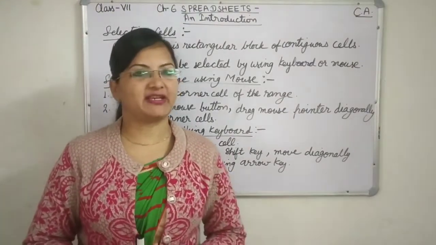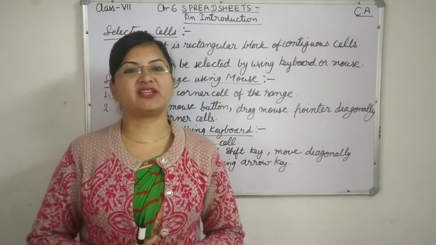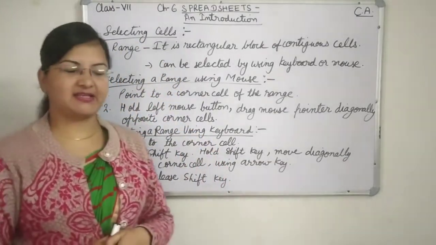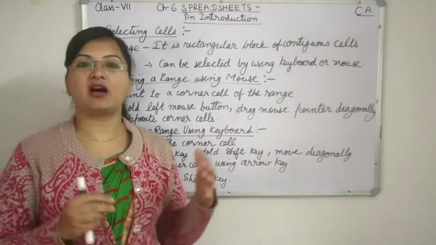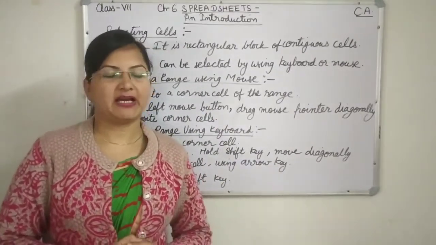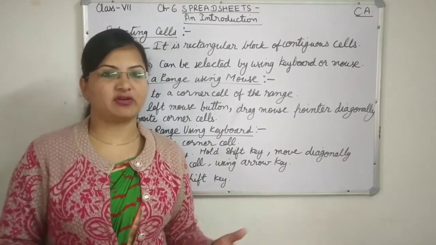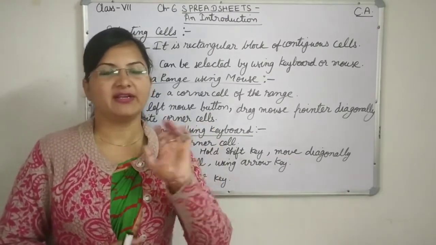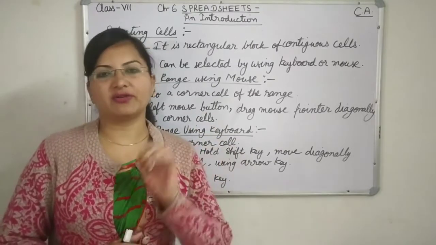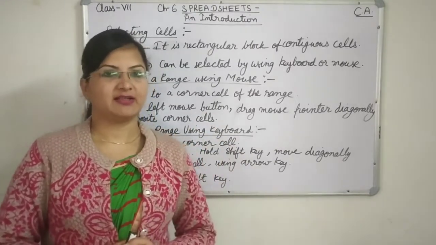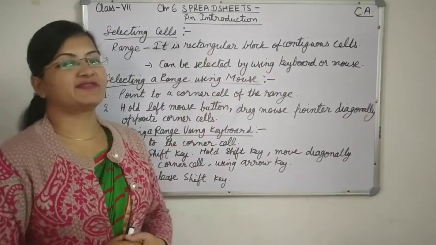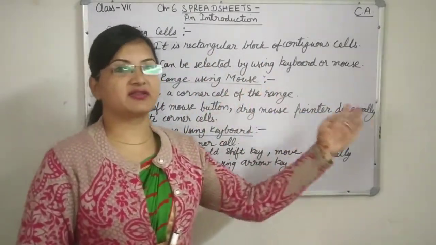Today we will continue the same chapter, chapter 6, Spreadsheets and Introduction. Students, earlier we studied about range. Today we will learn how to select the range. Apart from that, there is selecting of a cell. You already know how to select a cell. Simply point to the cell and click on it, and the cell will be selected. Now, how can we select a group of contiguous cells?